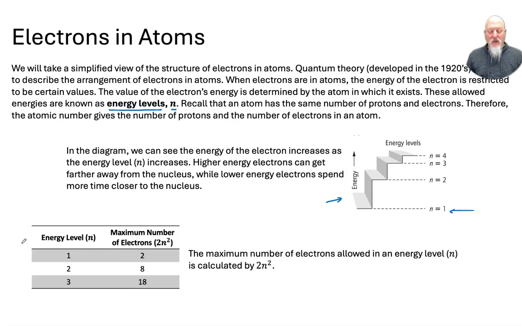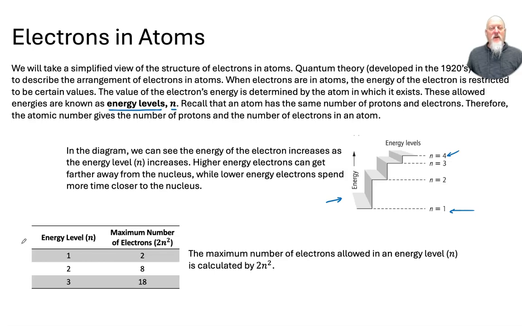If we think about electrons in atoms, the nuclei are positively charged and the electrons are negatively charged, so they're attracted to each other. Electrons with more energy can get farther away from the nucleus because they can overcome that attractive force a little bit. So we would expect the electrons in the n equals 4 level to be farther away from the nucleus than the electrons in the n equals 3, n equals 2, or n equals 1 level. As you go up in energy, the electron can get farther away from the nucleus.